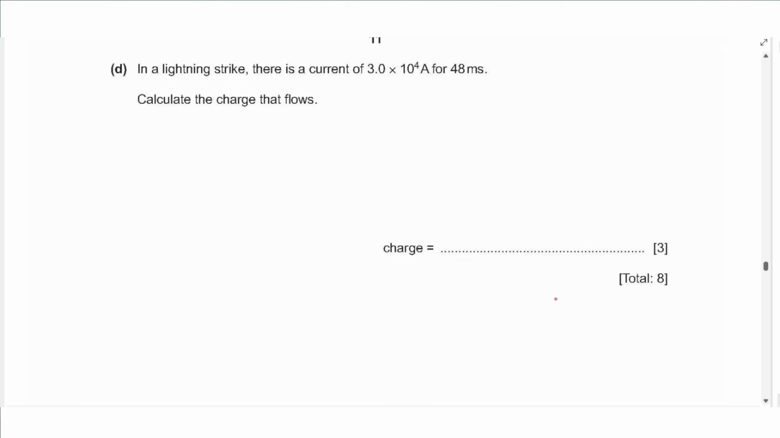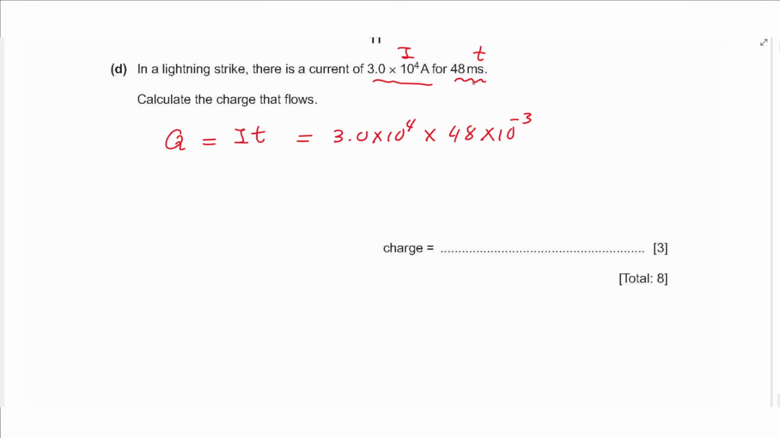Question D says, in a lightning strike, there is a current of 3.0 times 10 to the power 4 amperes, that's I, for 48 milliseconds, that's time. Calculate the charge that flows. We can calculate the charge by multiplying current and time. 3 times 10 to the power 4 multiplied by 48 times 10 to the power of negative 3 to convert from milliseconds into seconds. This gives a charge of 1440 coulombs.